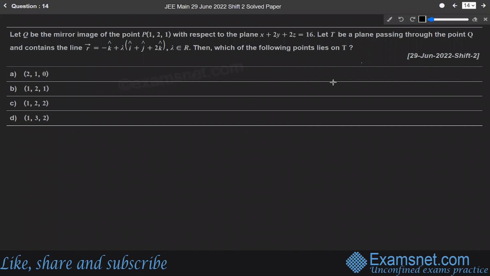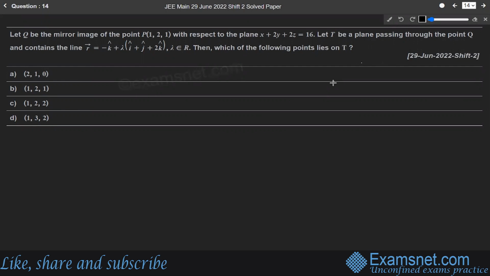Next question is, let Q be the mirror image of the point P 1, 2, 1 with respect to the plane x plus 2y plus 2z is equal to 16. Let T be a plane passing through the point Q and contains the line r vector is equal to minus k cap plus lambda into i cap plus j cap plus 2k cap, where lambda belongs to R. Then which of the following points lies on T? We have to find the points that lie on T.